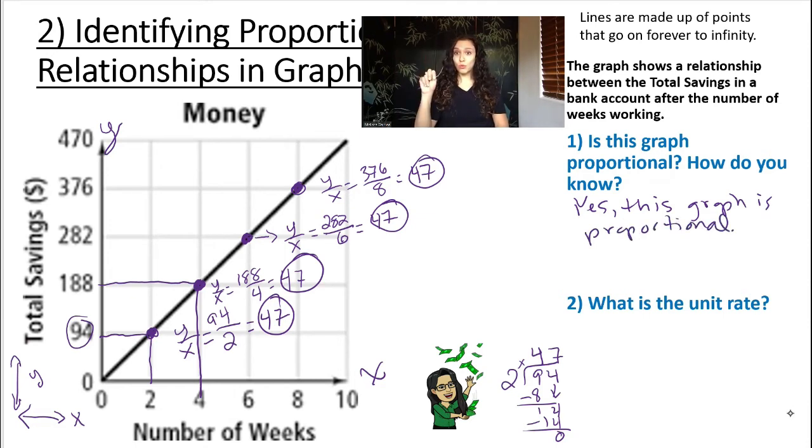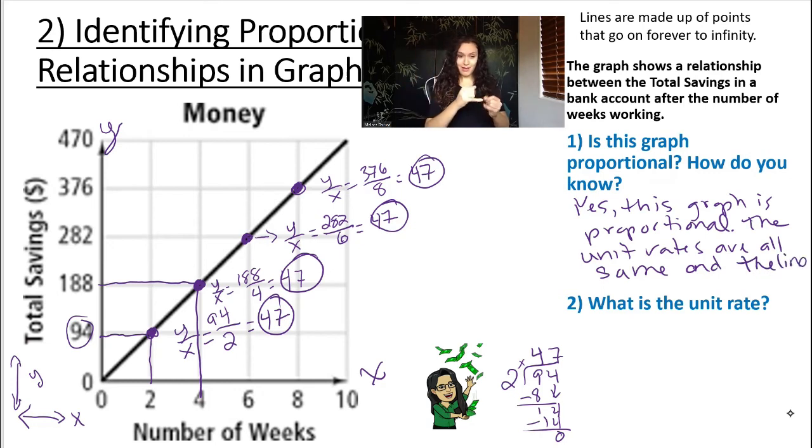The unit rates are all the same, and the line goes through the origin.